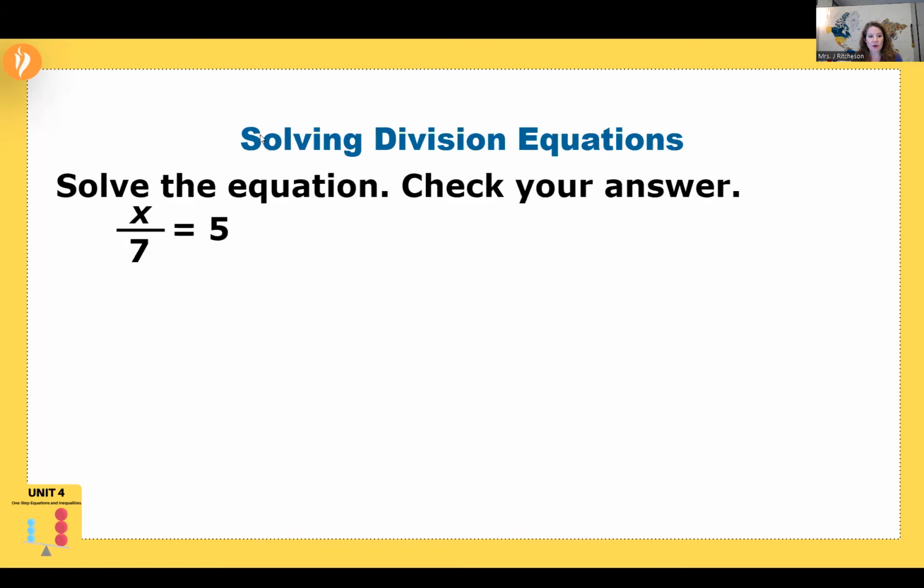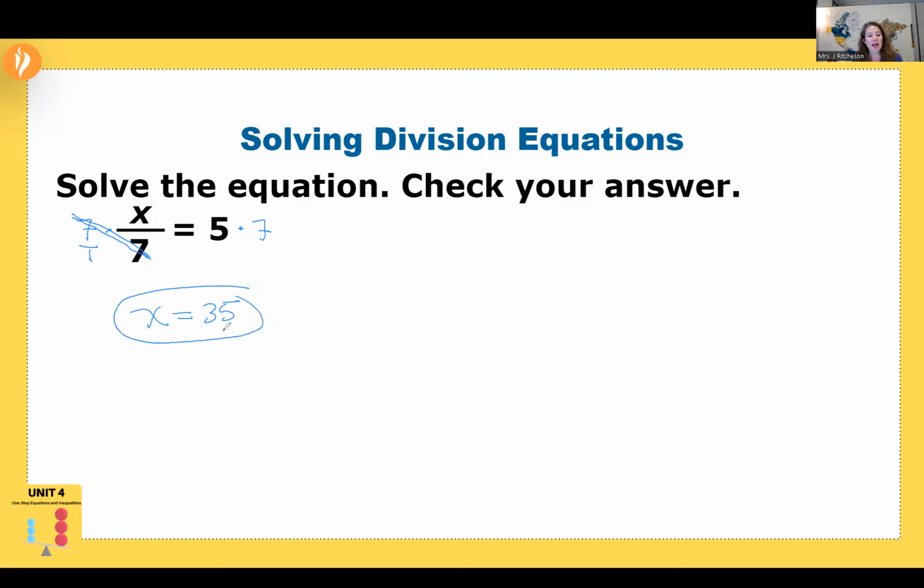Okie dokie. So find your variable, x. What is happening to x? x is being divided by 7. So now the inverse operation of division is multiplication. So we're going to multiply both sides of the equal sign by 7. So 7 times x over 7. Those 7s will cancel each other out, right? You can cross simplify. So 1 times x is x, and 5 times 7 is 35.